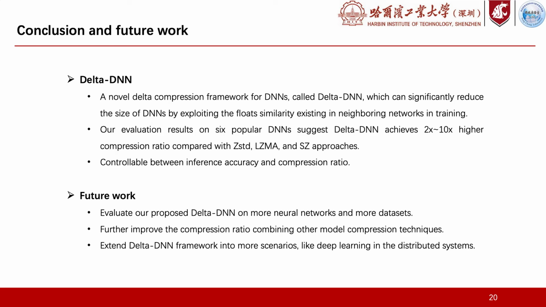Here is the conclusion and future work. In this paper, we propose a novel delta compression framework for DNNs called Delta-DNN. It can significantly reduce the size of DNNs by exploiting the float similarity existing in neighboring networks in training. And according to our evaluation, Delta-DNN achieves 2 times to 10 times higher compression ratio compared with Zstandard, LZMA, and SZ approaches. Also, we control the inference accuracy loss always smaller than 0.2%.